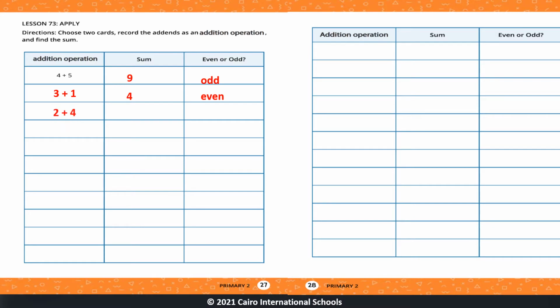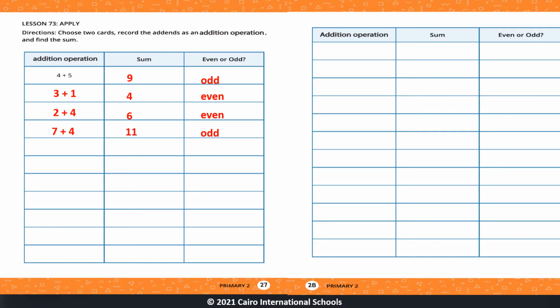The next one, 2 plus 4. 2 plus 4 equals 6. 6 is an even number. 7 plus 4. 7 in my mind, 4 on my fingers. After 7, 8, 9, 10, 11.